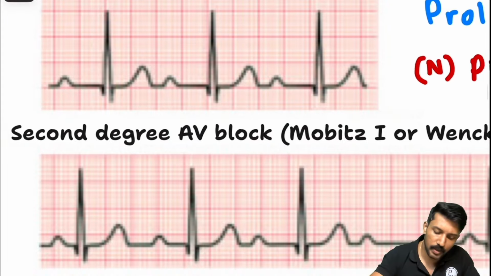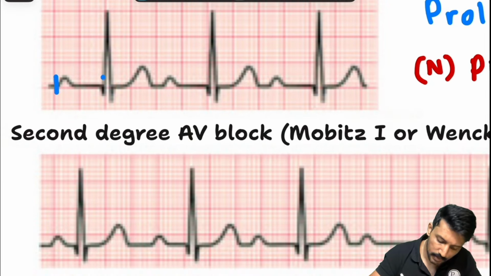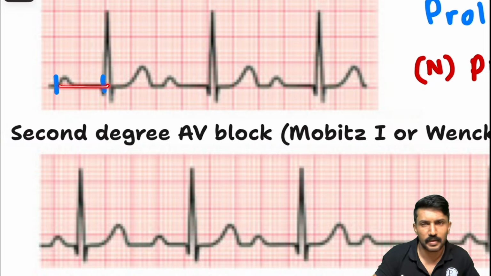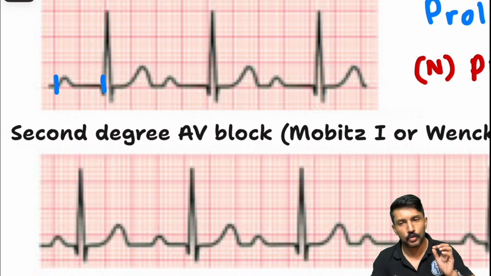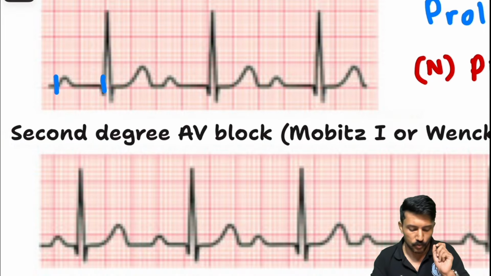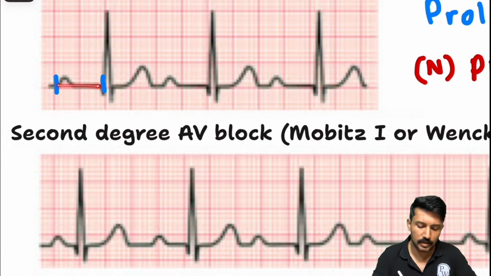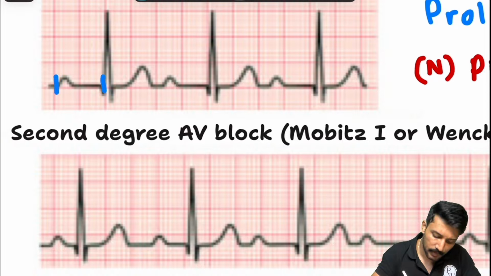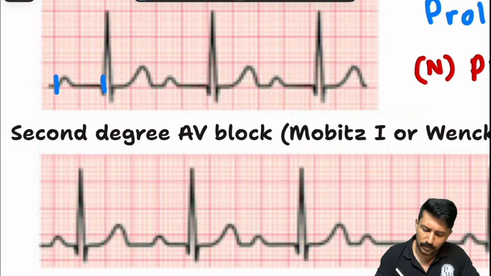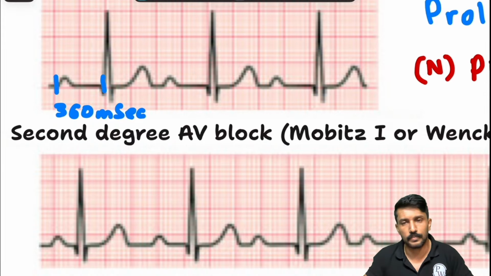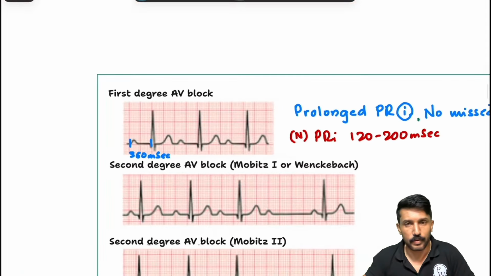But when I look at the PR interval, it appears to be prolonged because it is taking almost 2 large boxes or 9 small boxes. 2 large boxes means 10 small boxes, and 1 small box is 40 milliseconds. So how much is the PR interval here? If you count 9, it is 360 milliseconds. Normal is 120 to 200. It is definitely more than that. So this is first degree AV block.